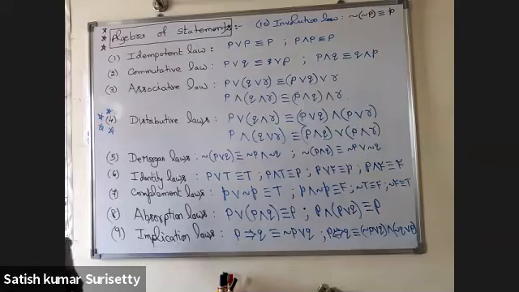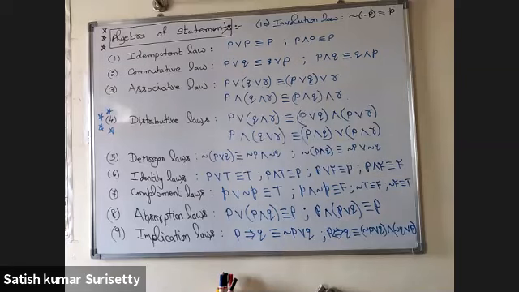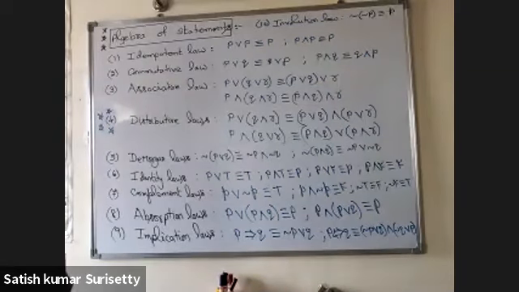So the algebra of statements is what? First one is idempotent law. Second is commutative law. Third is associative law. Fourth is distributive laws. Fifth, De Morgan laws. Sixth, identity laws. Seventh, complement laws. Eighth, absorption laws. Ninth, implication laws. And tenth, involution laws.